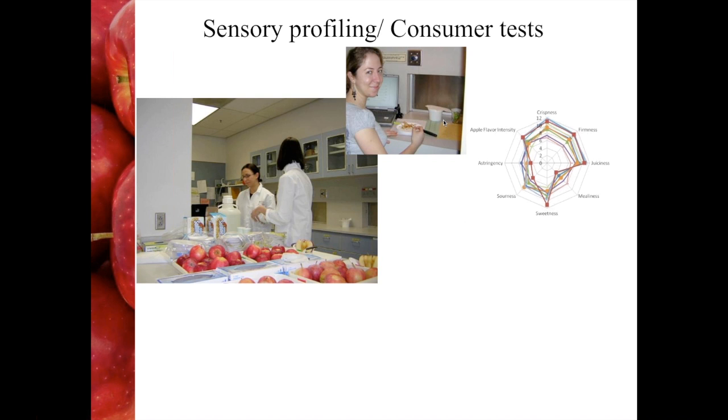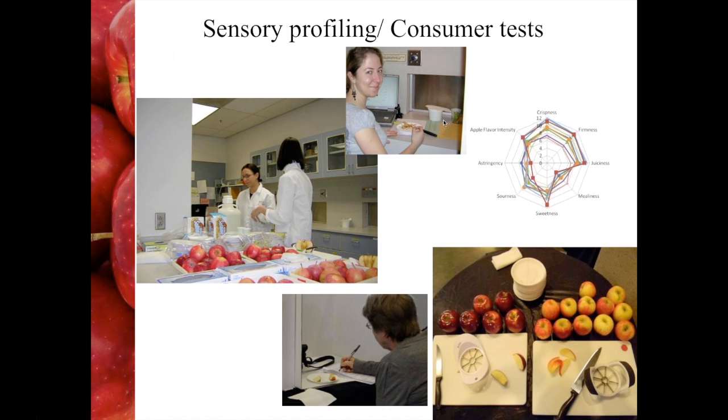Because we have more fruit, we can move forward and do some more sensory and consumer work. I work with Carolyn Ross, who's a food scientist at WSU. She has a trained sensory panel that really helps us to dissect the sensory traits of these selections. And if there's something we're excited about, we'll move forward and do some consumer tests at this phase.